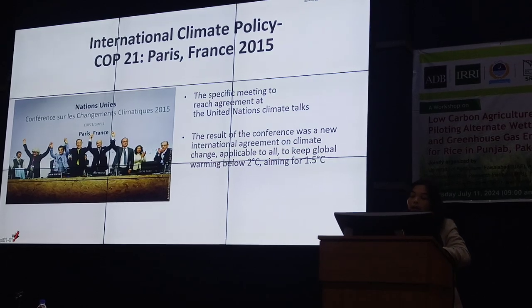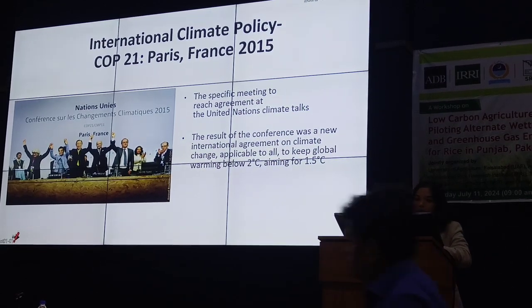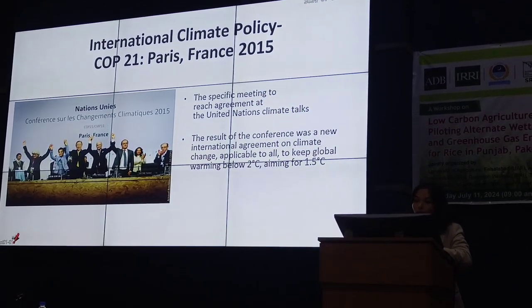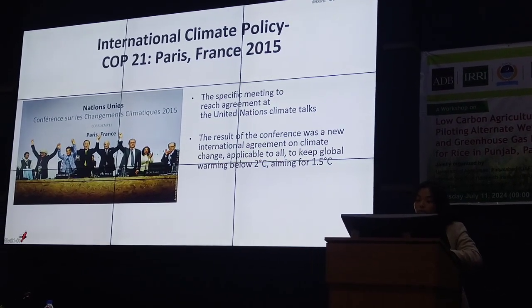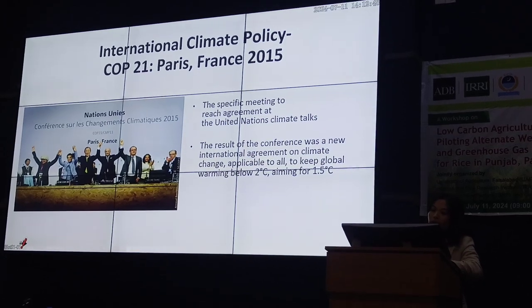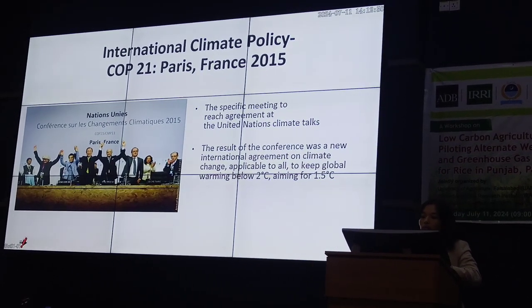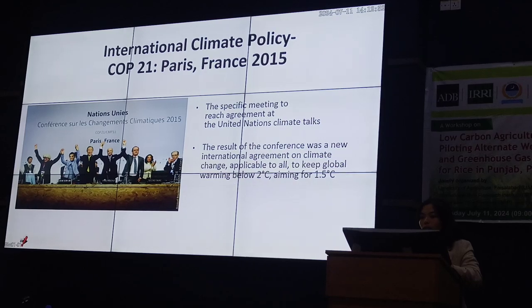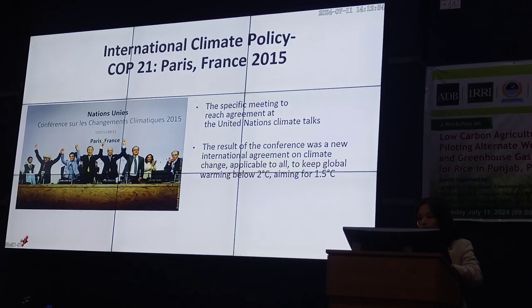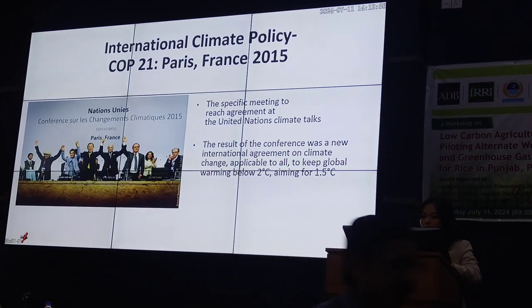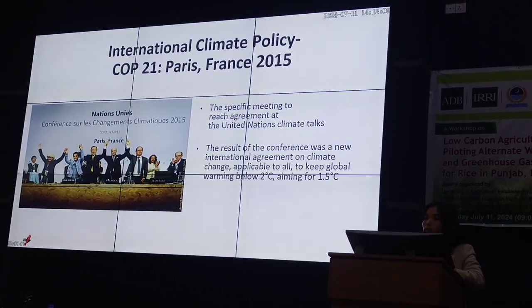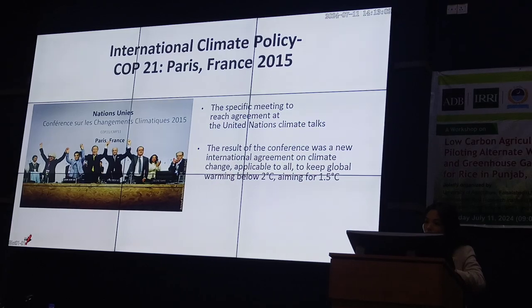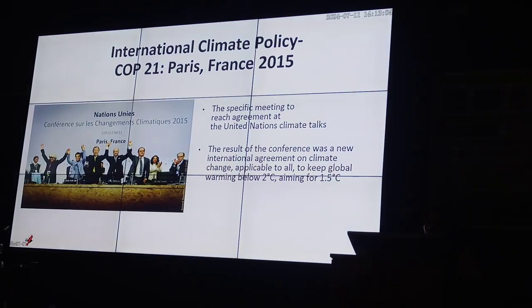And so far, the most effective and the most well-known COP is COP21. It took place in Paris in 2015, and the result of the conference was a new international agreement on climate change to keep the global warming increase below 2 degrees Celsius and aiming for 1.5 degrees Celsius.